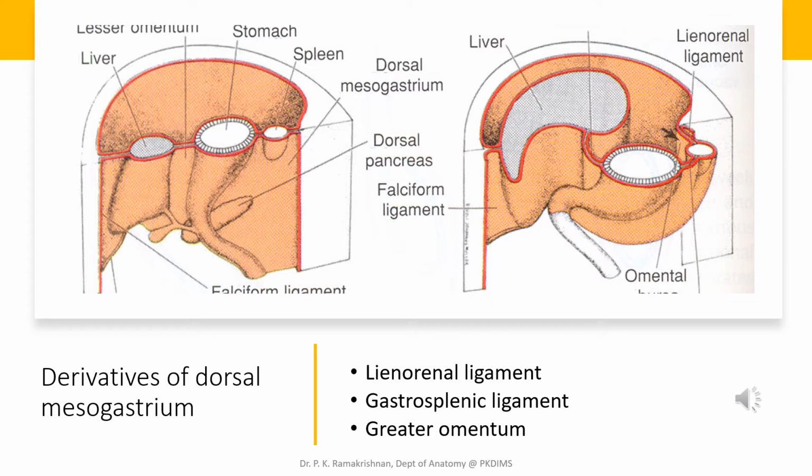The lengthening and attachment of the dorsal mesogastrium to the posterior body wall also determines the final position of the pancreas that we'll see in our subsequent class.